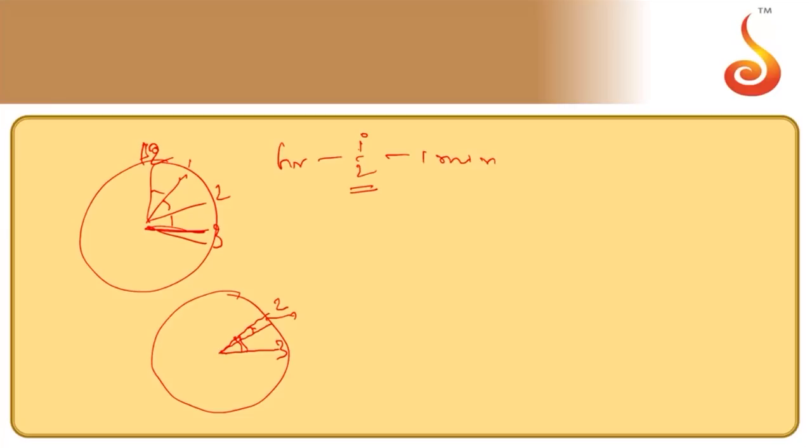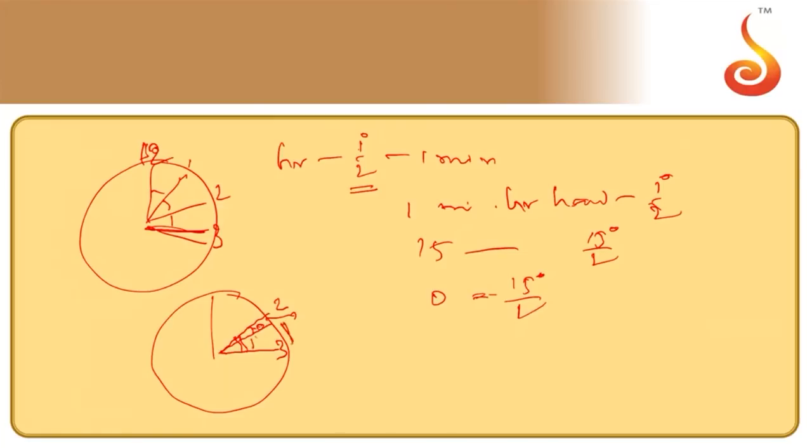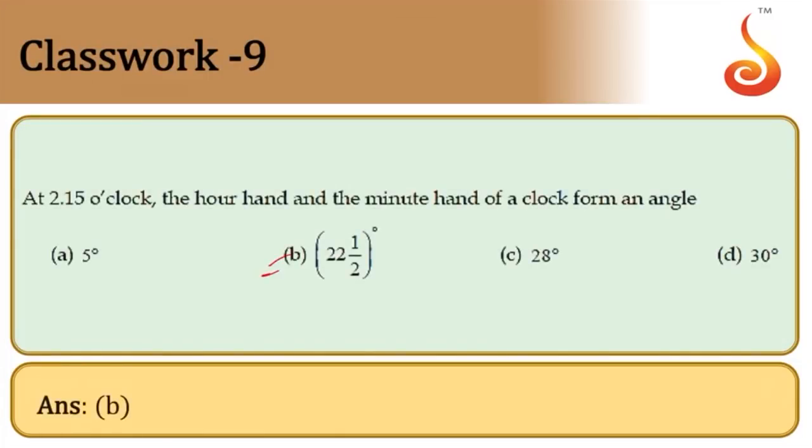So that fraction of angle is in 15 minutes. We know in 1 minute the hour hand will move half a degree, whereas in 15 minutes it moves 15 by 2 degrees. So that fraction of angle is given by 15 by 2 degrees. So the overall angle between these two hands is 30 degrees minus 15 by 2 degrees. That gives you 45 degrees by 2, that is 22.5 degrees. So the answer is B.